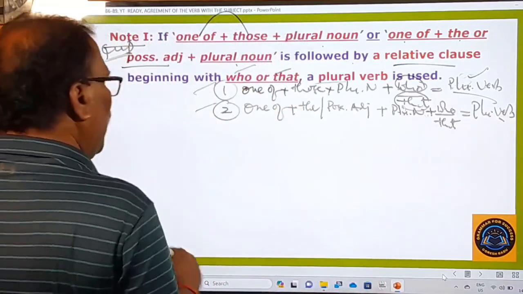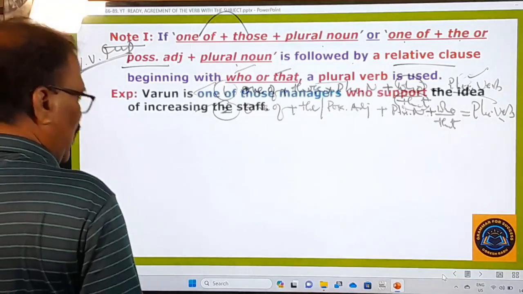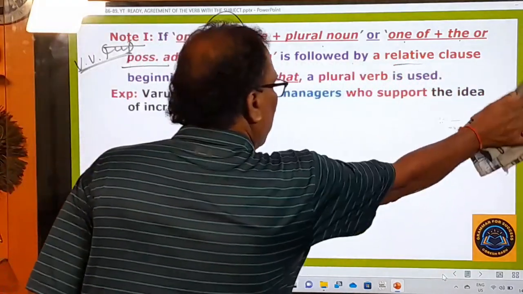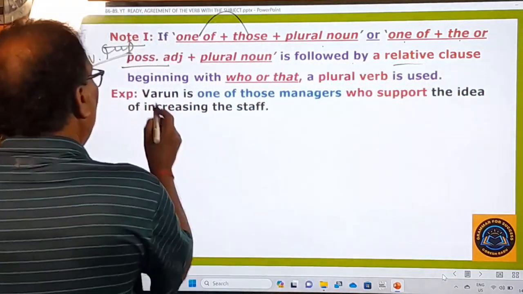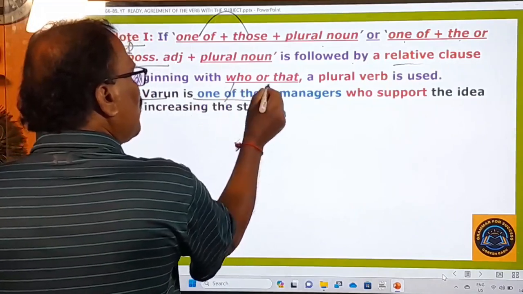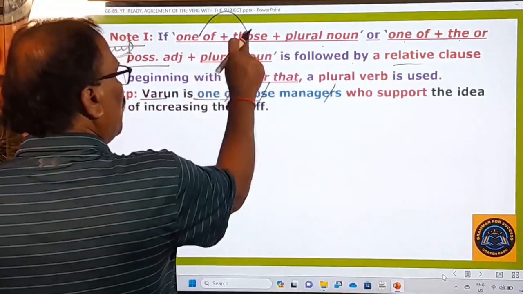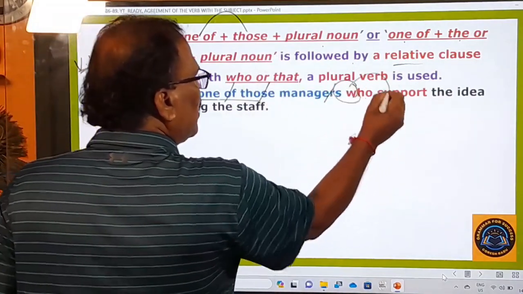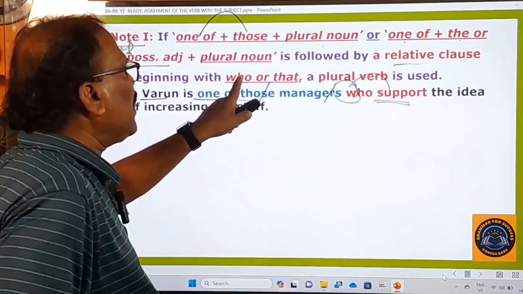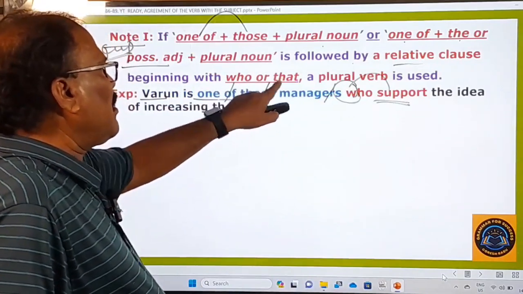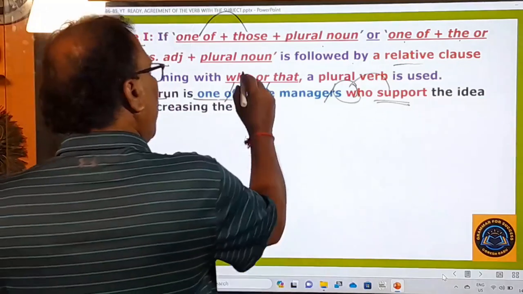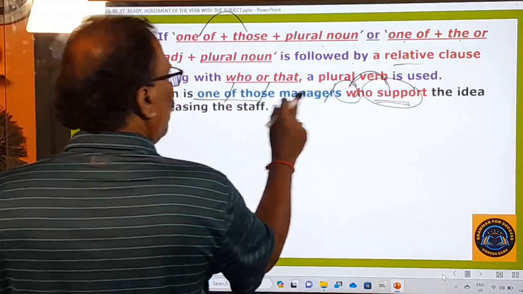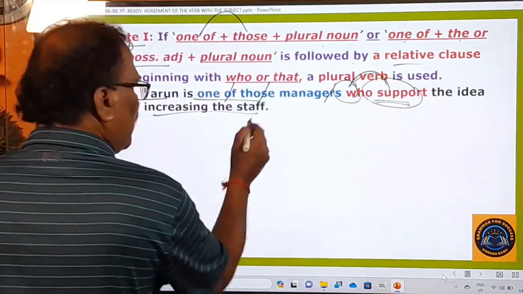Okay. And here, let me give you some examples to make you understand this. Please keep these two points in your mind and you can understand it very well. Varun is one of those managers. So one of is there, those is there, plural noun is there, and next who or that. After this relative pronoun, who or that, you have to use only the plural verb. So, Varun is one of those managers who support the idea of increasing the staff, right?